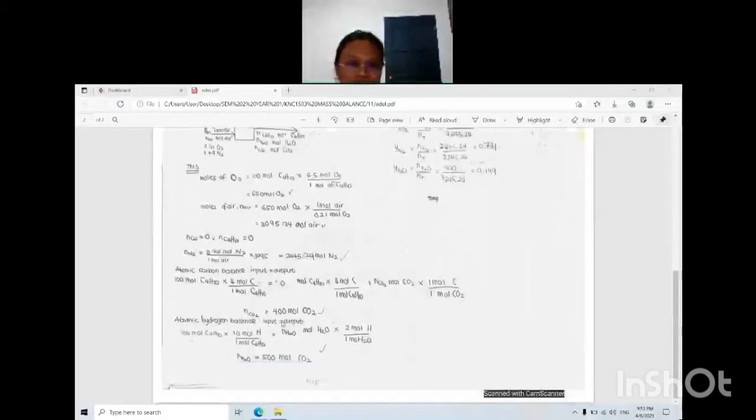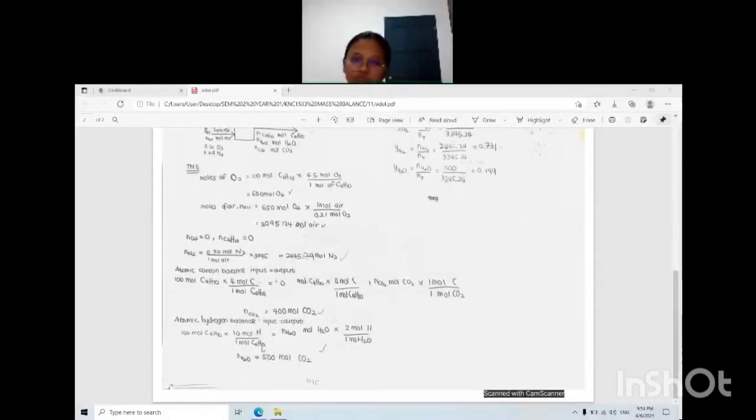Then we make it for hydrogen. It's the same way. Input equal to output, and then we just insert the value here. 100 mole of butane times 10 mole of hydrogen over 1 mole of butane equals number of mole of water times 2 mole of hydrogen over 1 mole of water. Then we get number of mole of water is 500 mole.